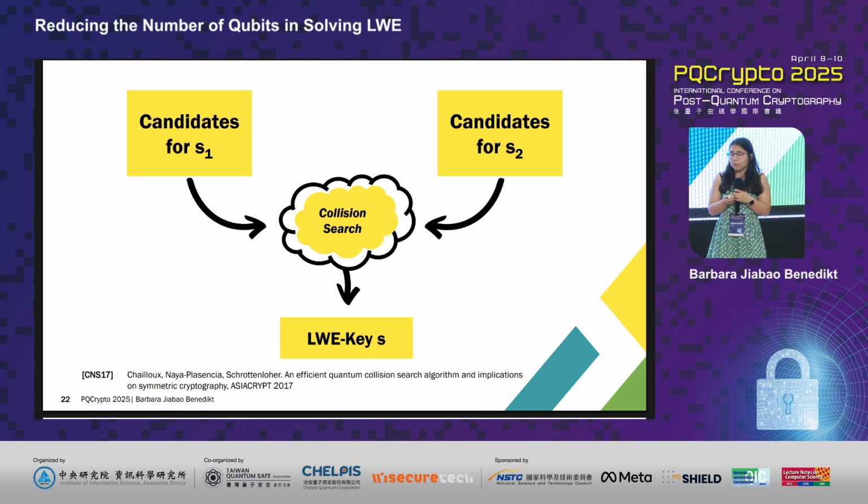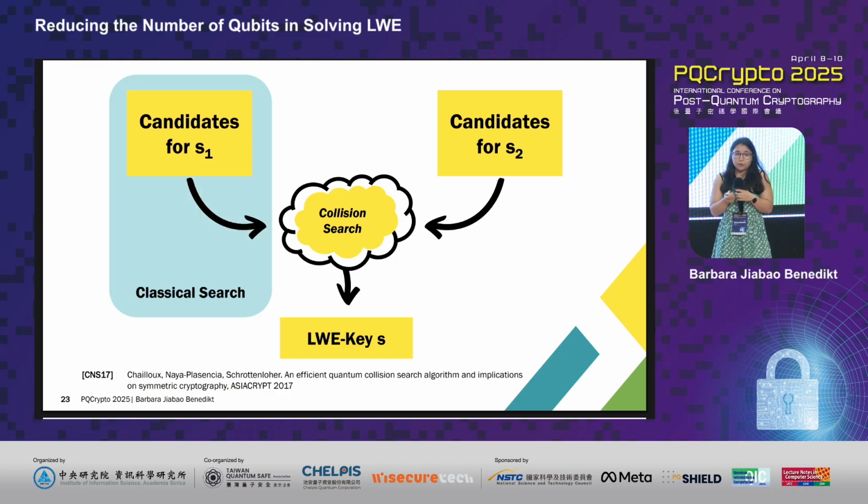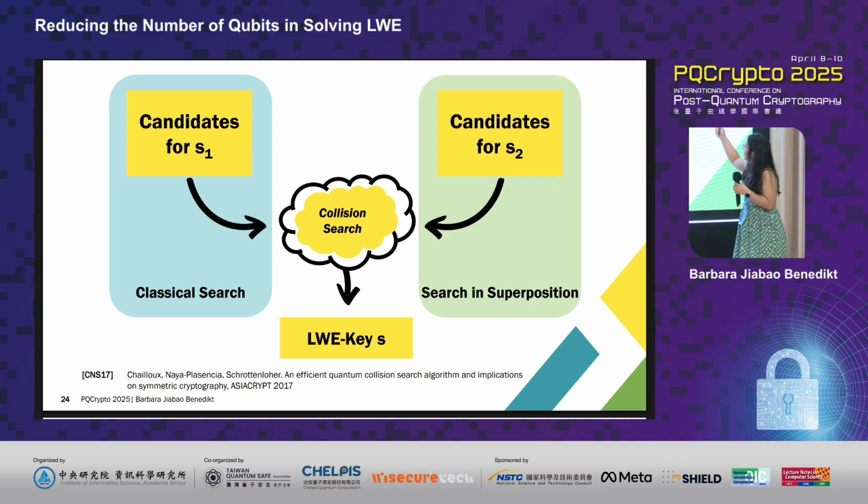So what does the CNS algorithm do now? As before, we would sample candidates for S1 in a classical way, meaning we just sample them and store them in a list. So the left side remains classical as before, and the quantum magic just happens here on the right side.